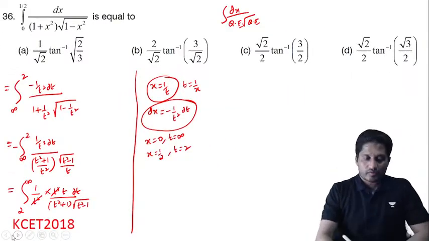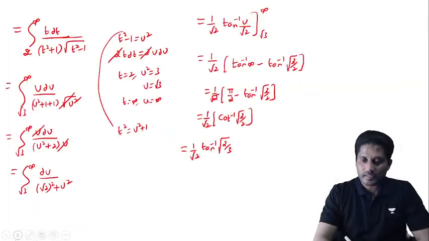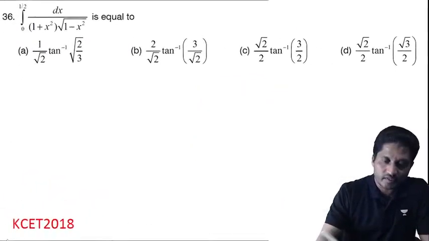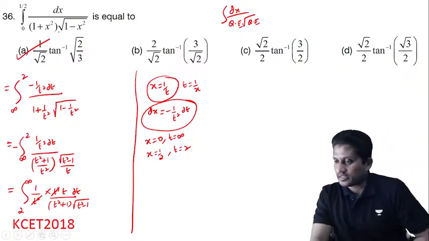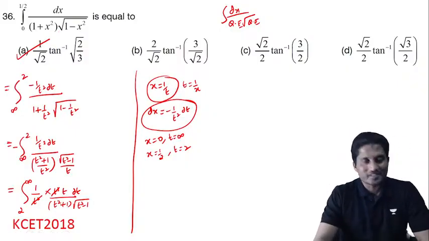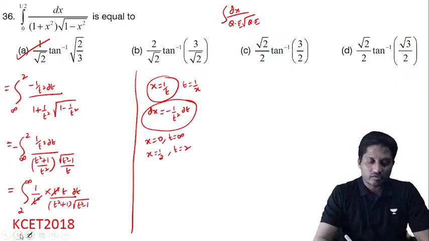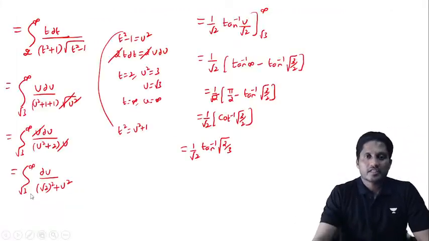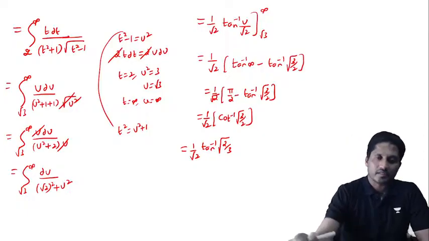1 by root 2 whole root of tan inverse of 2 by 3. The answer will be equal to option A only. Option A. Clear, Manoj? There's no error, guys. Absolutely right. Check, this is the answer. The answer is option A only: 1 by root 2 tan inverse of whole root of 2 by 3.